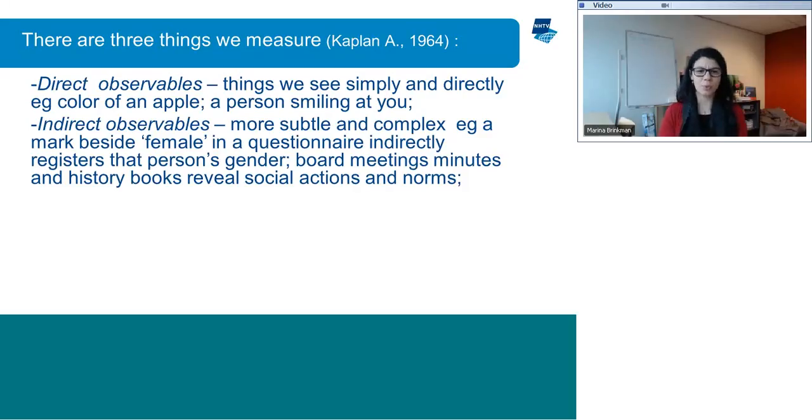Another example as well is that in a questionnaire, we can tick off a cell, female or male, but basically what we are doing is we are indirectly registering somebody's gender.